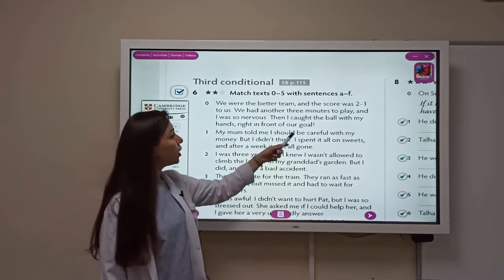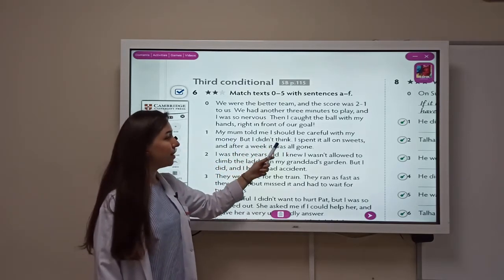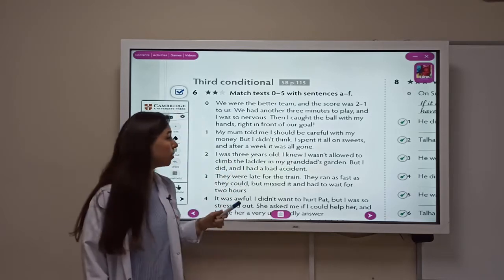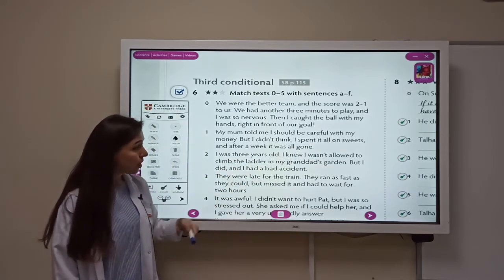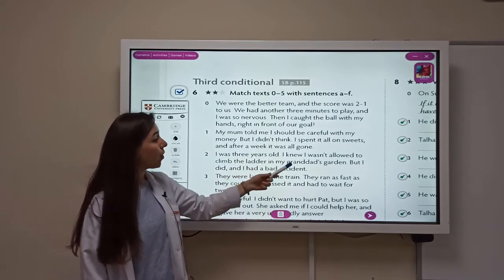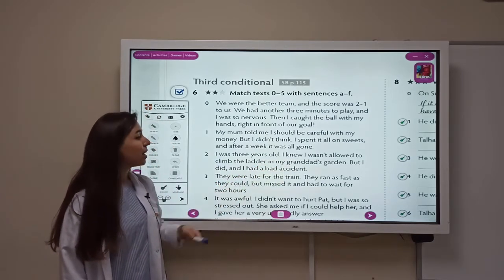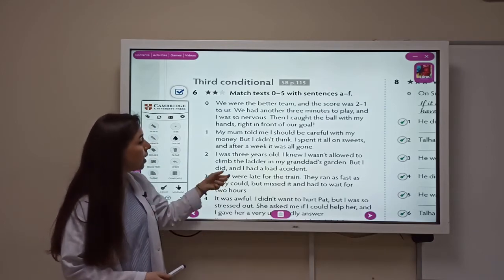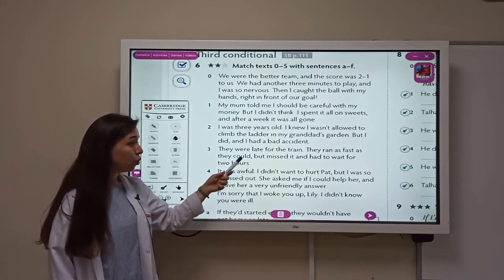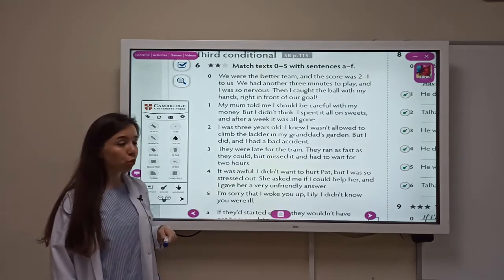My mom told me I should be careful with my money, but I didn't think. I spent it all on sweets and after a week it was all gone. I was 3 years old. I knew I wasn't allowed to climb the ladder in my granddad's garden, but I did and I had a bad accident. They were late for the train. They ran as fast as they could, but missed it and had to wait for 2 hours.